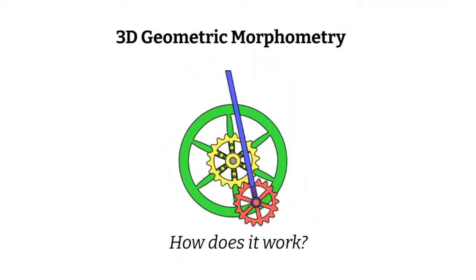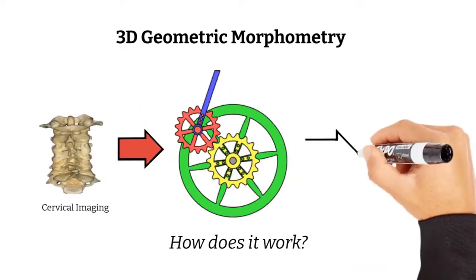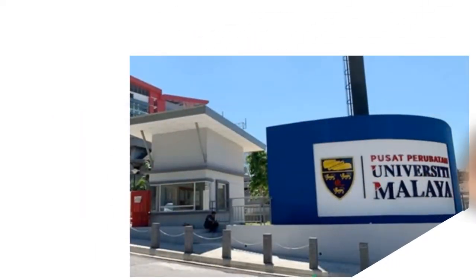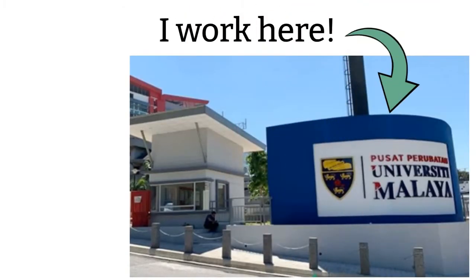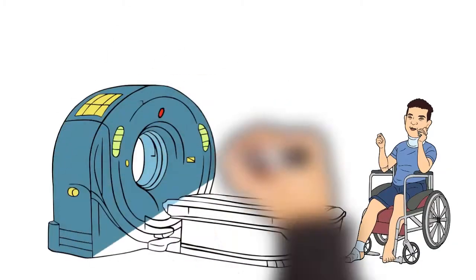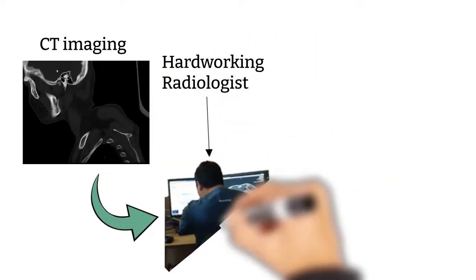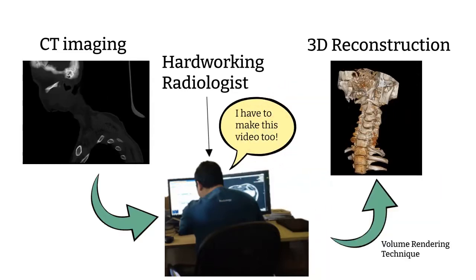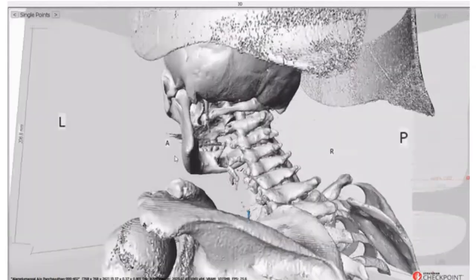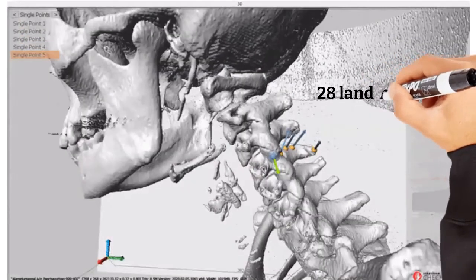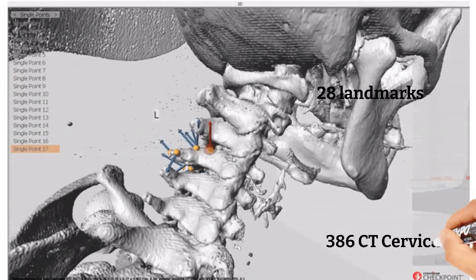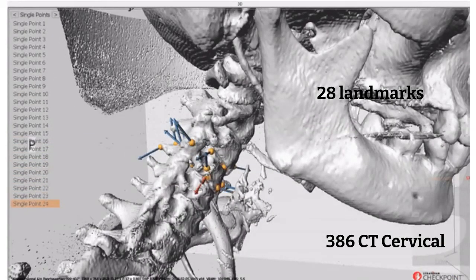How do we turn a cervical imaging like this one into a biological profile that allows us to estimate ethnicity? To do this, let me take you to my workplace, University Malaya Medical Center. Every day there will be patients coming to the hospital for a CT scan. Using the existing images that we currently have, me, the hardworking radiologist, will produce a 3D reconstruction of the cervical bone using volume rendering techniques. Once the 3D model is generated, we then apply a total of 28 landmarks on the anatomical structure of the cervical bones. We did this to a total of 386 cervical CTs. Phew! Now that is a lot of hard work.